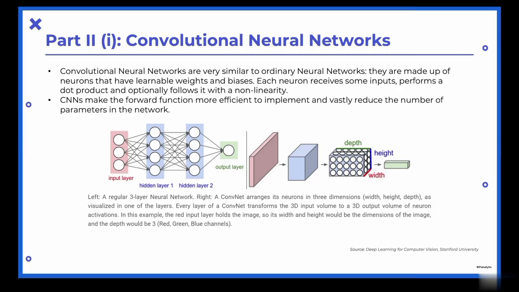In the image shown here, we can see on the left-hand side a regular three-layer neural network. On the right-hand side, we can see a convolutional neural network that arranges its neurons in three dimensions: width, height, and depth. Every layer of a ConvNet transforms the 3D input volume to a 3D output volume of neuron activations.